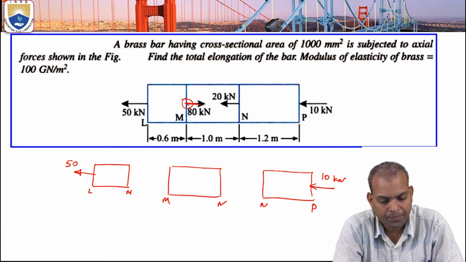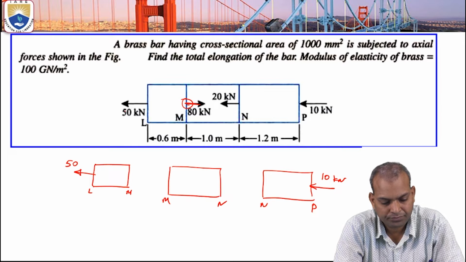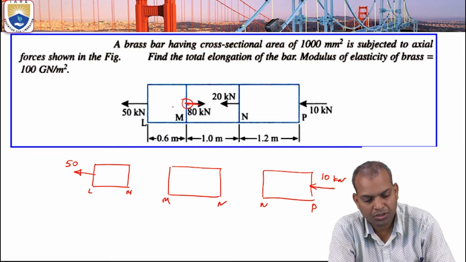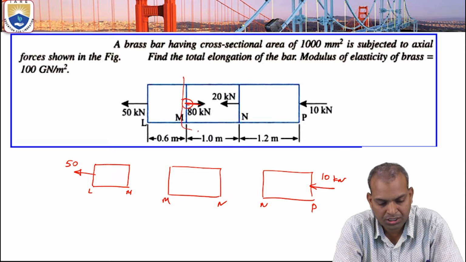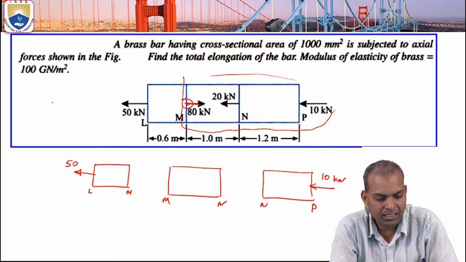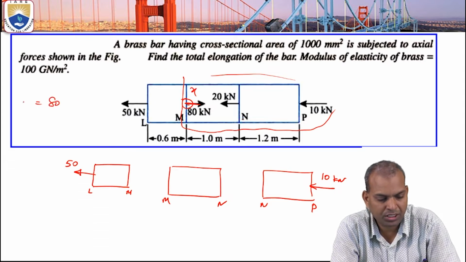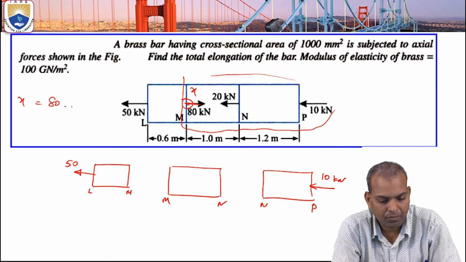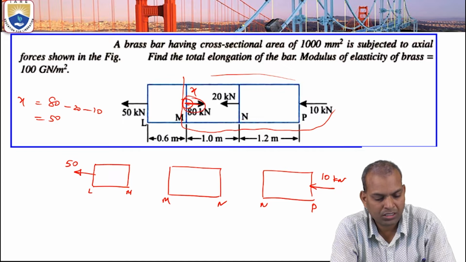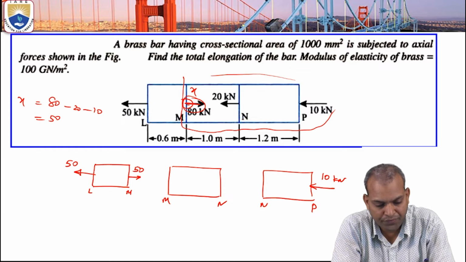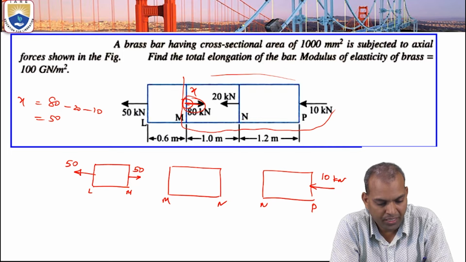Then what will happen? 50 plus, now this portion we want. In this section, 80 is tensile, so X equals 80 kilonewtons minus 20 minus 10. 80 minus 30, that is 50 kilonewtons acting here. This is the force of 50. If it is 50, how much load is acting now on this? 80 minus 50; here 50 is acting individually.